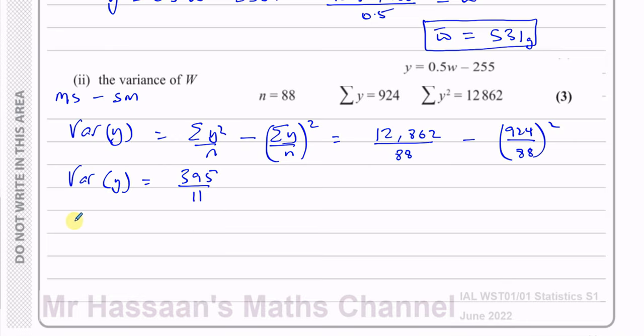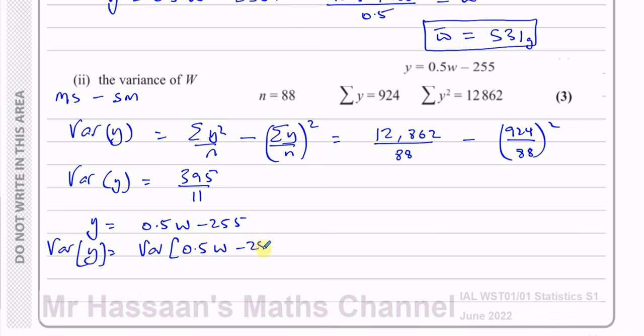Okay, we want to find the variance of w. That's what we have to find. We've got the variance of y, so we have to deal with coding of this data now. We know we can say that y is equal to 0.5w minus 255. Therefore the variance of y is equal to the variance of 0.5w minus 255.